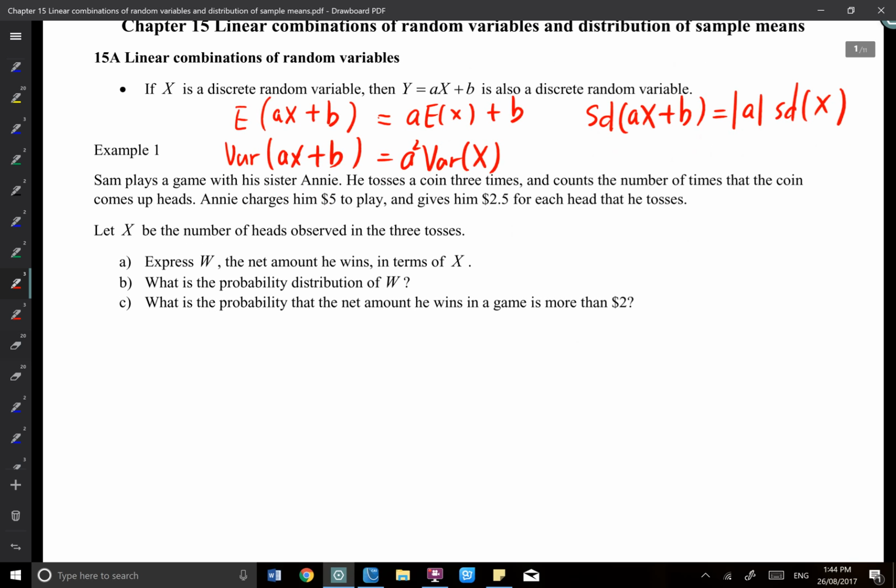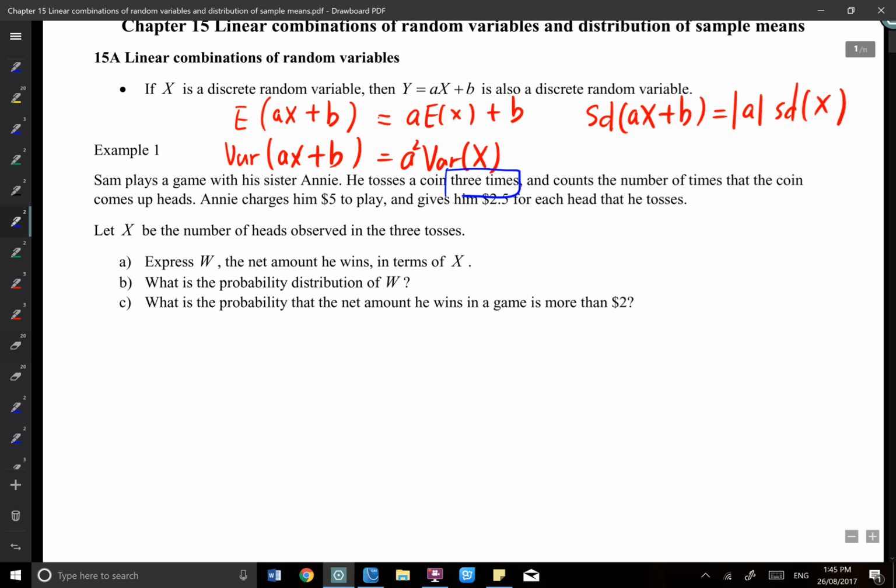Okay, so let's have a look at the first question here. It's just connected with the methods course. Example 1 says Sam plays a game with his sister Annie. He tosses the coin 3 times and counts the number of times that the coin comes up heads. Annie charges him $5 to play, and gives him $2.5 for each head that he tossed. Let X be the number of heads observed in 3 tosses.